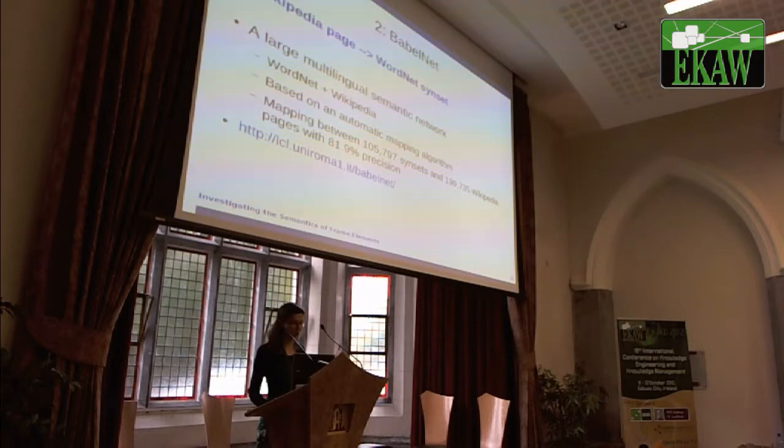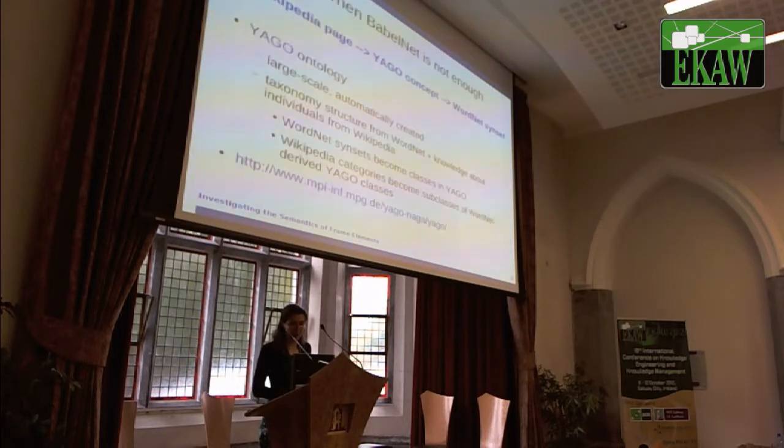Someone's resource we are using, the tool. In many cases, especially for proper names, BabelNet doesn't give us any result. And in these situations, we go to WordNet through Yago ontology, which is a large-scale automatically created ontology, which inherits the taxonomy structure from WordNet synsets, and knowledge about individuals, especially proper names, from Wikipedia.